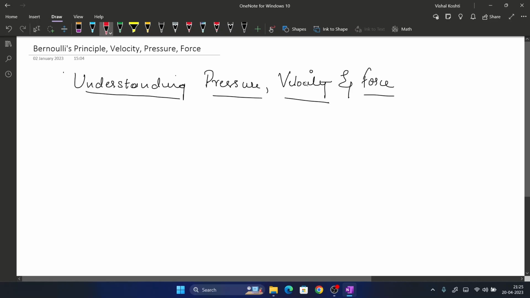I have come across many situations where, whenever there is a decrease in area, many people say that pressure increases, some say that velocity increases, and some say that force increases. And what actually happens to velocity, pressure, and force when we increase or decrease the cross-section area through which the fluid is moving from one point to another point? So to understand that, first you need to know what exactly Bernoulli's principle is.